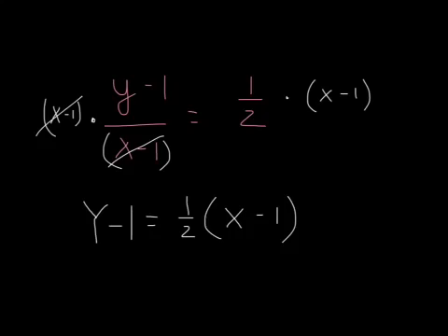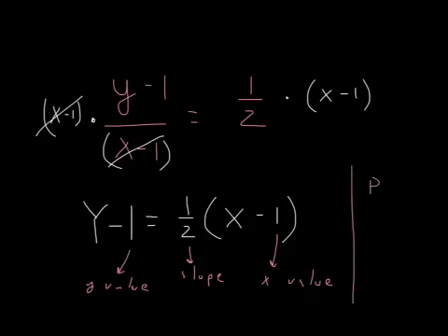And remember where these values came from. This was our y value of the point that I knew. This was the x value. And this was my slope. And this, because we have a point and a slope, this is called the point-slope form. Not florm, but form.